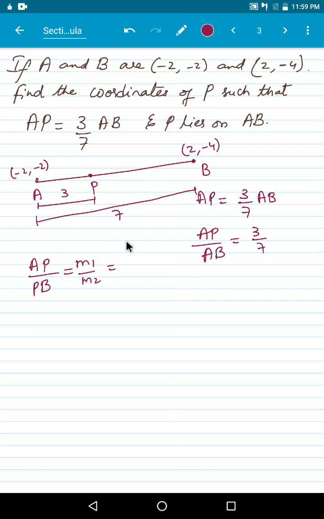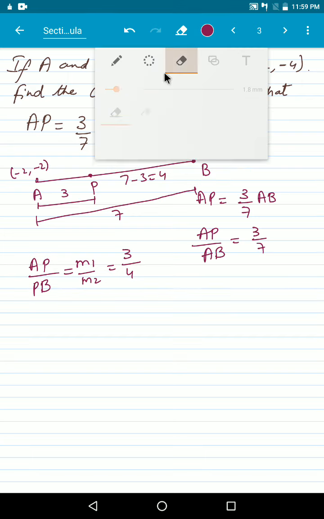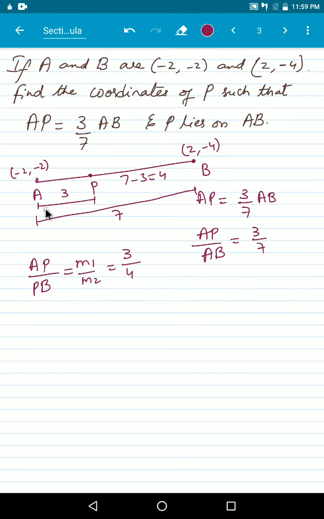So m1 is 3. What about m2? m2 is this part PB. So PB we can write as this complete thing, 7 minus 3, which will be equal to 4. So PB is equal to 4. Now we got the actual ratio. m1 is to m2 is 3 is to 4. Some students will not read the question carefully and they will use m1 as 3 and m2 as 7. So the problem will be wrong. I hope you understood this.